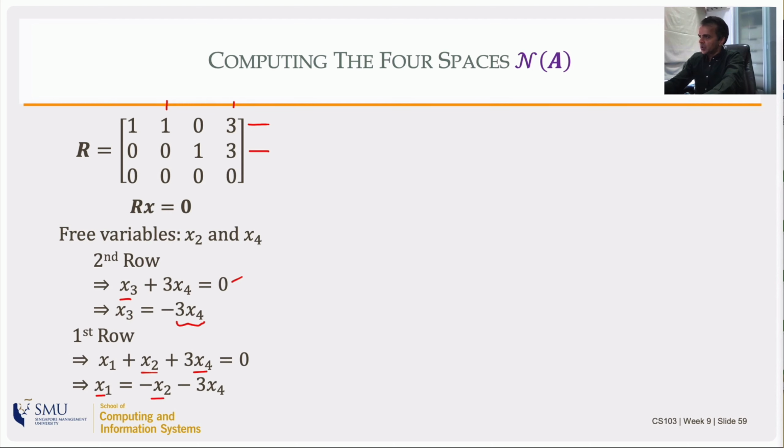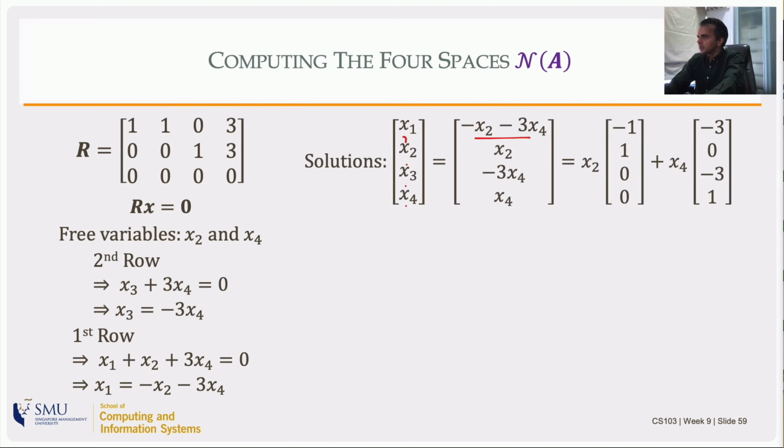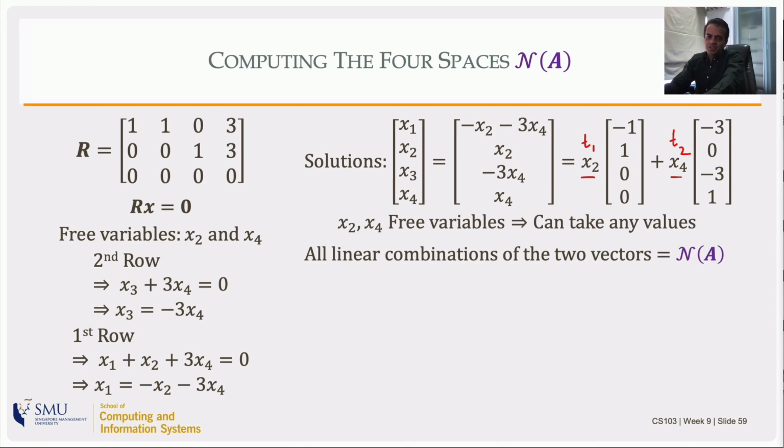So I can write the solution. I have x1 right here, and I have x2 as x2 because that's a free variable, and x3 right here, and x4 as x4. And that I can decompose, with the free variables which can take any value, as a linear combination of two vectors here. Maybe I can call them t1, t2 because they can take any value. So it's a linear combination of a couple of vectors, and those vectors are actually the basis for the null space, because any such linear combination when multiplied by A will give me the 0 value. So all the linear combinations will belong to the null space.